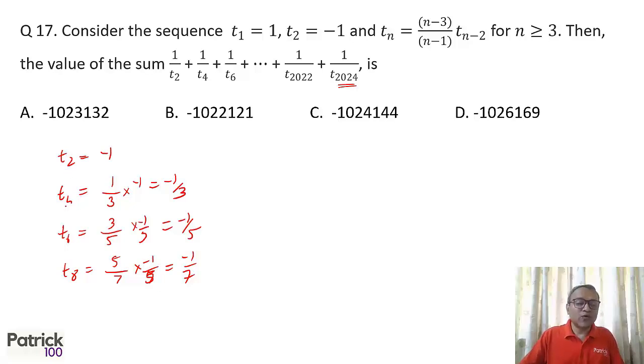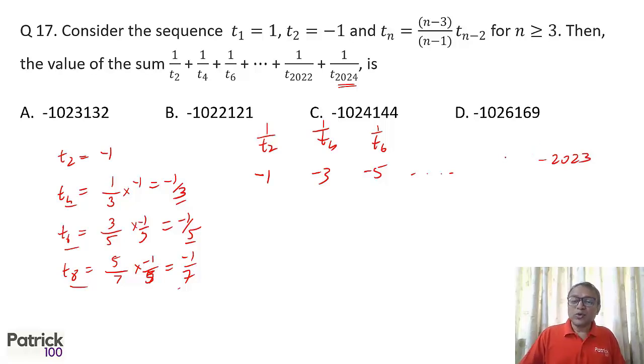So for 2 you get 1, for 4 you get a denominator 1 less, for 6 a denominator 1 less, and for 8 a denominator 1 less. So 1 upon T2 becomes -1 itself, 1 upon T4 becomes -3, 1 upon T6 becomes -5 and so on. So the last number will become -2023.